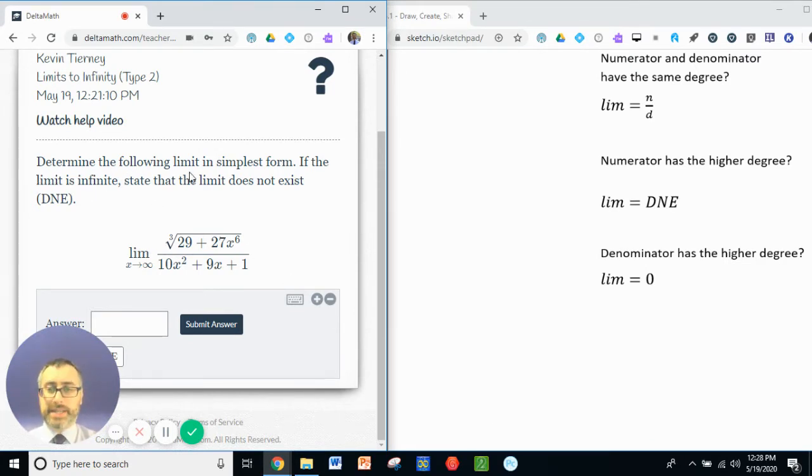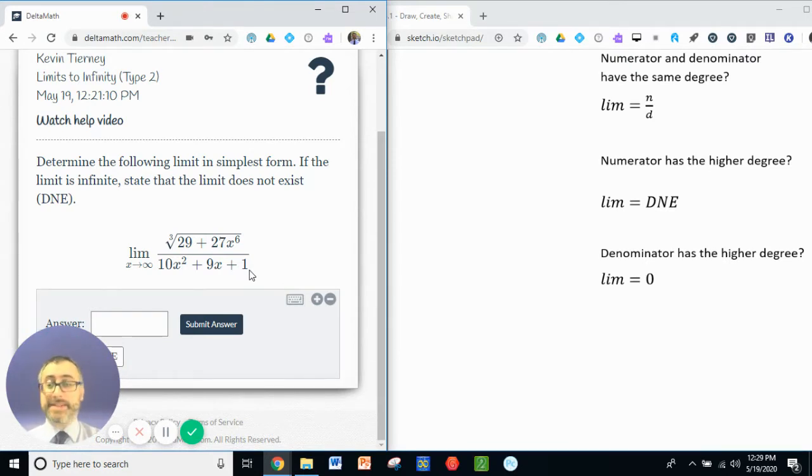Determine the following limit in simplest form. If the limit is infinite, state that the limit does not exist, DNE. The limit as x approaches infinity of the cube root of 29 plus 27x to the sixth, all over 10x squared plus 9x plus 1. So how do I go about solving this problem?